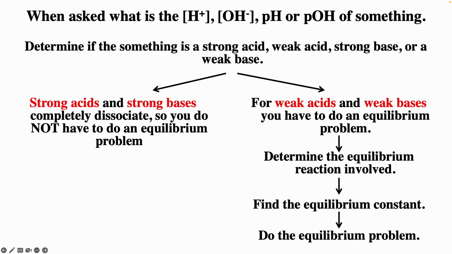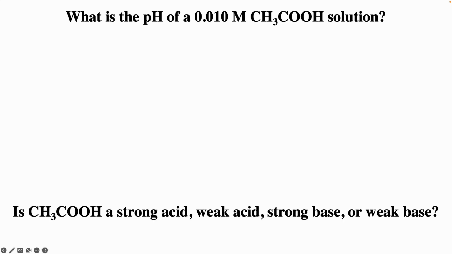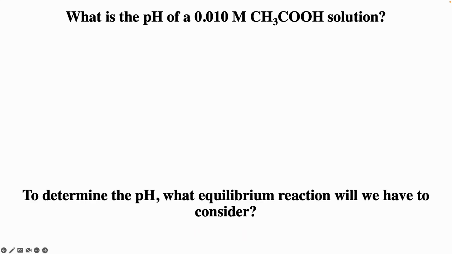And so, for example, we could be asked, what is the pH of a 0.01 molar solution of acetic acid? The first question is, is acetic acid a strong acid, a weak acid, a strong base, or a weak base? Well, the COOH means it's an organic acid, and so it would correspond to a weak acid. And then what is the equilibrium reaction that we're going to have to solve?